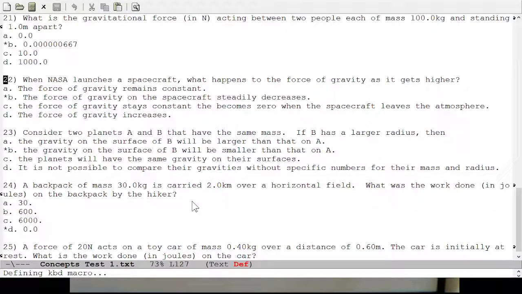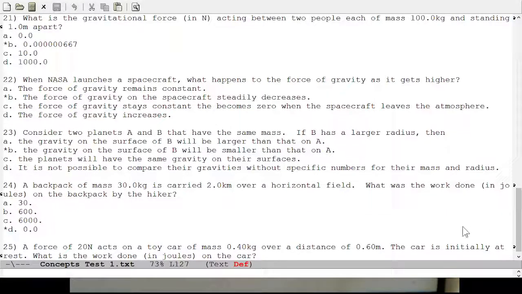So a backpack of mass 30 kilograms is carried 2 meters over a horizontal field. What's the work done on the backpack? Well, this is a little bit of a trick question, because the work done is the force times the distance moved in the direction of the force. And when you're carrying a backpack, while you're walking, you're lifting up on the backpack, not so much pulling forward on it. Once it's moving, it just keeps moving. And so the force is upward, but the distance is horizontal, and so the answer is 0. If you're just moving it horizontally, it's no work. No work is being done.